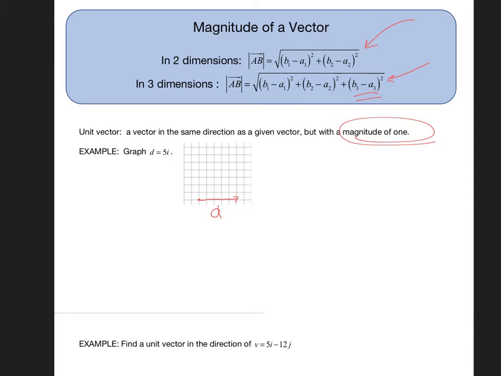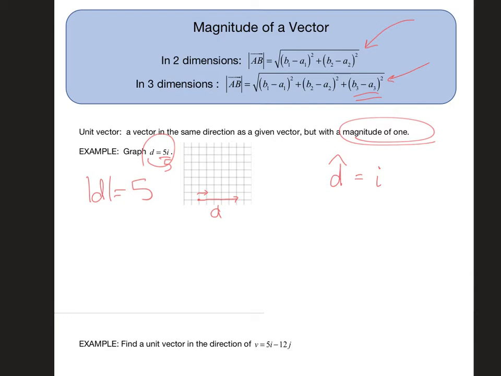But if I want a unit vector, and here's some cool notation, it wears a little hat, right? That's a unit vector in the direction of D. It would have to just be i, right? This would be a unit vector in the same direction. Now, all you have to do, if you know the magnitude of the original, and the magnitude of D is 5, is divide the original vector by the magnitude and you'll get the unit vector.